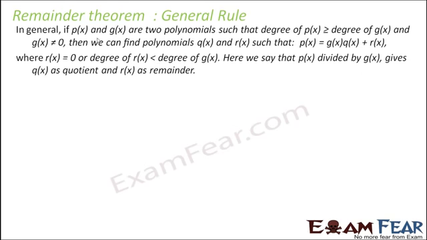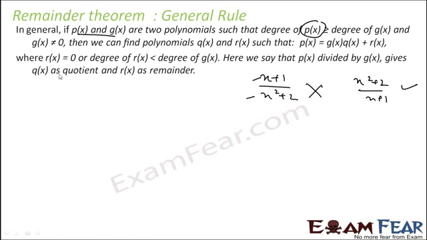Okay, so whatever we have learned till now, it says that if px and gx are two polynomials, where obviously px has a higher degree than gx. For example, x plus 1 I can't divide by x square plus 2. This is degree 1, this is degree 2. It's not possible. But x square plus 2 I can divide by x plus 1. So if we have two polynomials px and gx, where degree of px is higher than gx, and obviously gx is not equal to 0, then we can divide and write px as gx into some quotient plus some remainder.